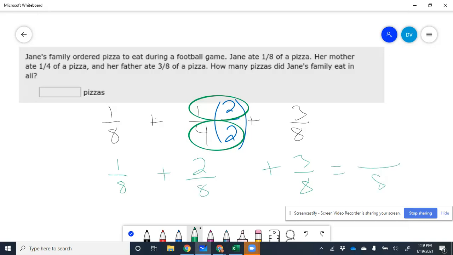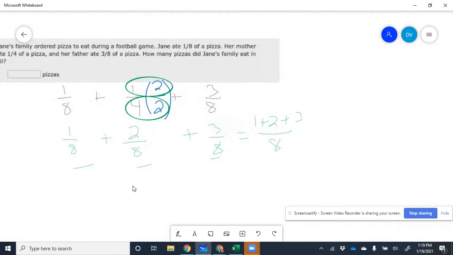So now this is a much easier problem. The denominator is 8. See how they're all 8s here? And so on the top, we just have 1 plus 2 plus 3. What's 1 plus 2 plus 3? Very good. Yes, 6 is going to be our numerator. And so our final answer, I'm sorry, not our final answer. 6/8 is right, but let's simplify it.